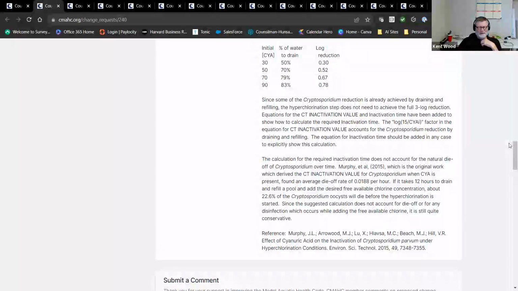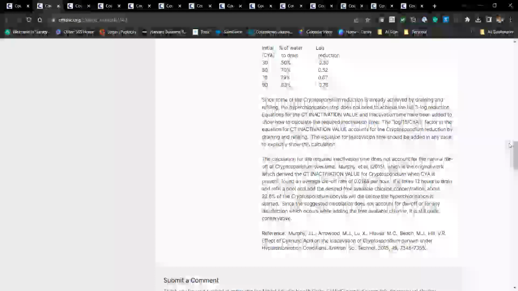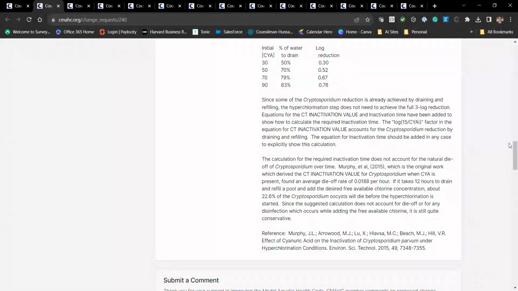Does James have an opinion? Well, it would depend on if you're filling at the same time you're draining. And it doesn't say specifically one way or the other. I mean, if you're filling at the same time you're draining, it wouldn't be 1-to-1. But if you look at these numbers in the table here, if you have to drain 79% or 83%, might as well drain the whole thing.